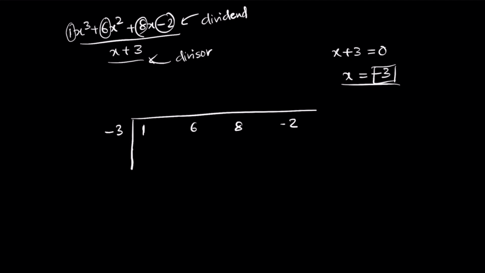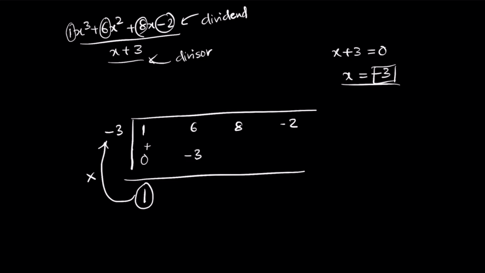Now what do you do first here? The starting process involves writing 0 below and adding both values. So 1 plus 0 becomes 1. Next multiply this value with negative 3. So 1 times negative 3 becomes negative 3. Next again add both values: 6 minus 3 is 3. Next again multiply this with negative 3. 3 times negative 3 becomes negative 9.